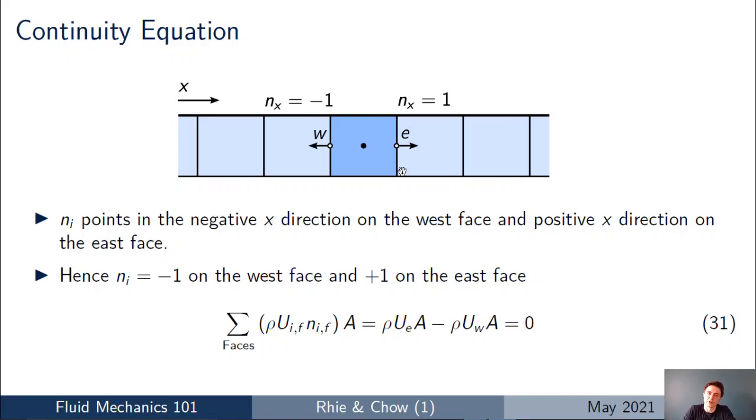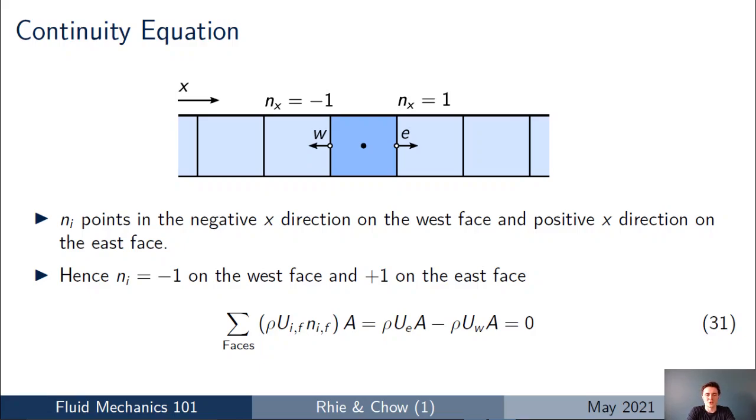And remember that the unit normal vector always points out of the volume or the cell that we're considering. And so that means along the x-axis, the normal vector on the east face has a value of +1. It's pointing in the direction of positive x, whereas the unit normal vector on the west face is pointing in the opposite direction to the x-axis. So it takes a value of -1. And that allows us to evaluate this summation in 1D, as you can see there in equation 31.